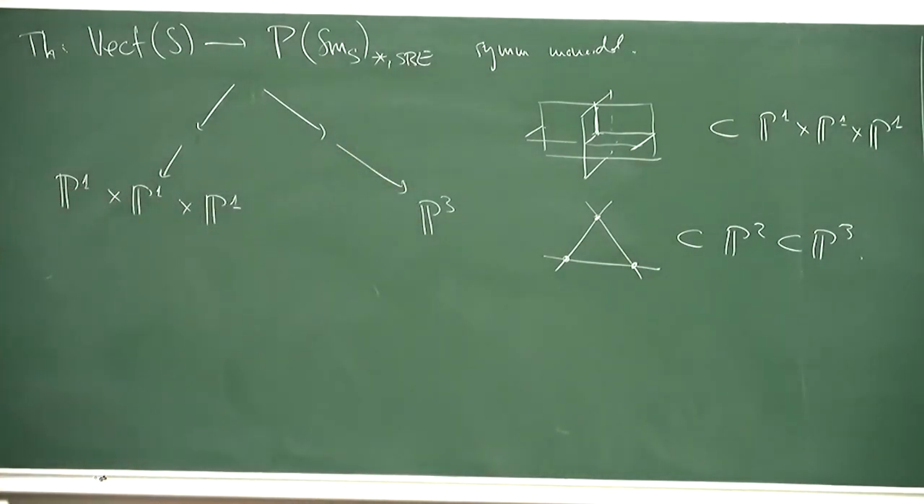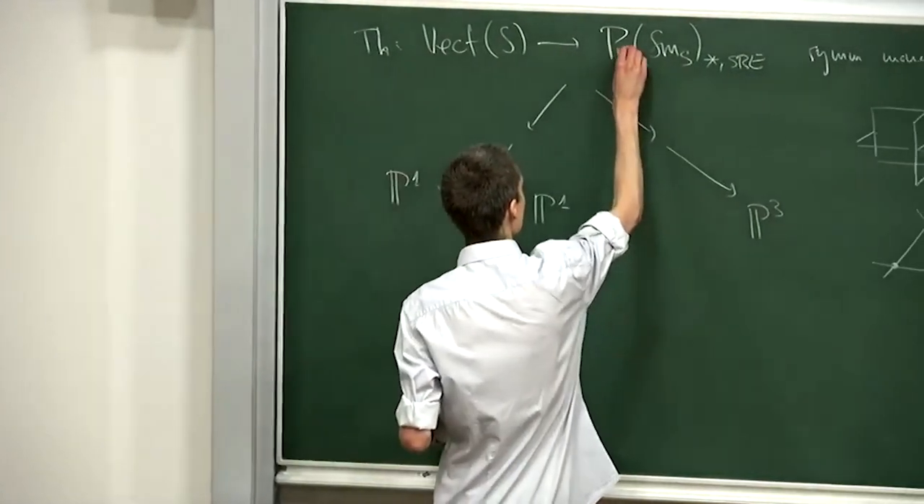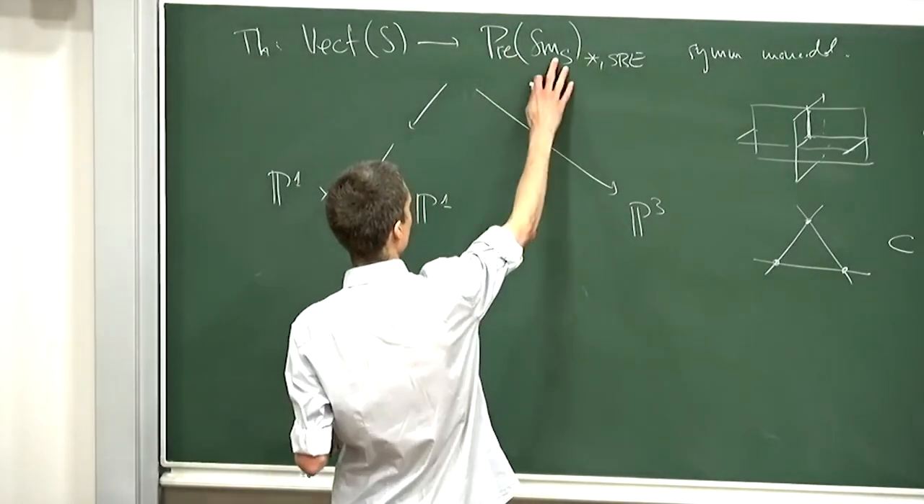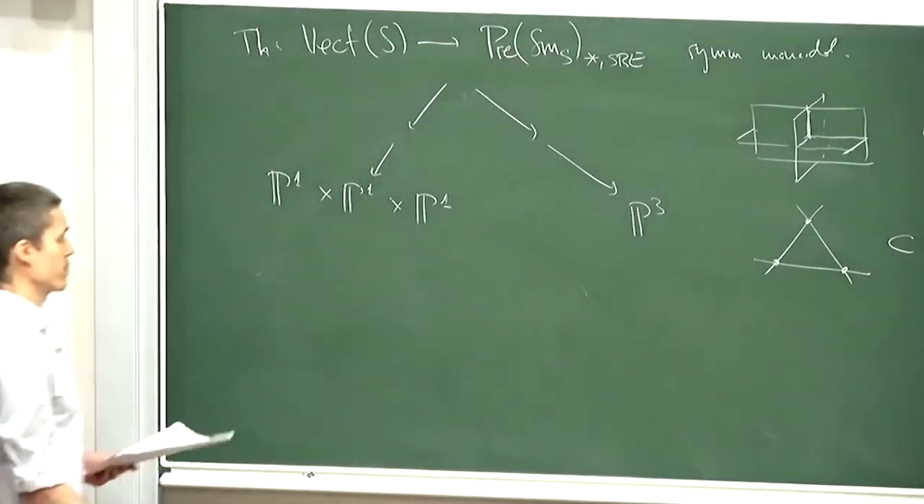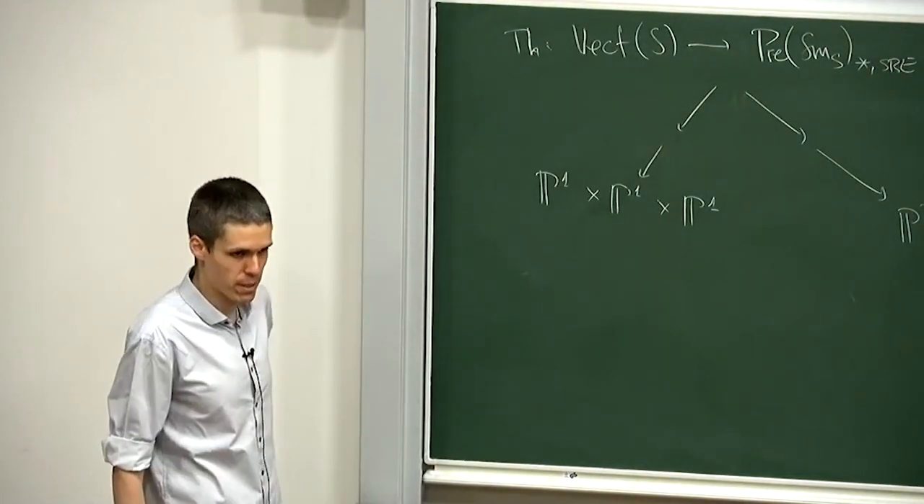Could you remind me what the P of S meant? This is presheaves. Presheaves of spaces on smooth schemes. The star means pointed. Presheaves of pointed spaces.